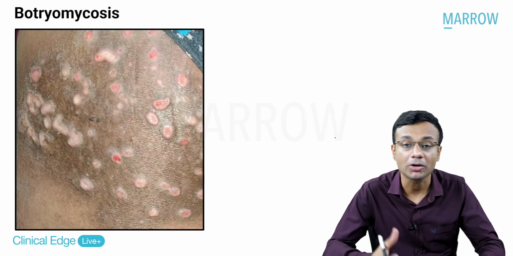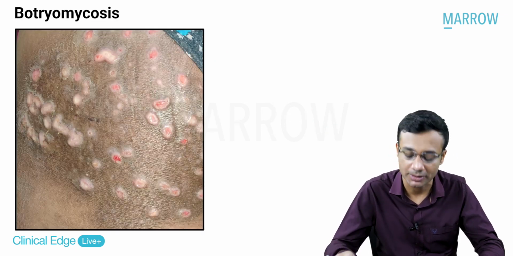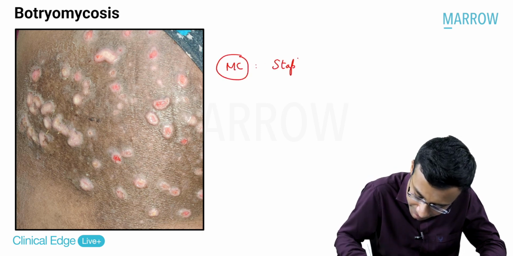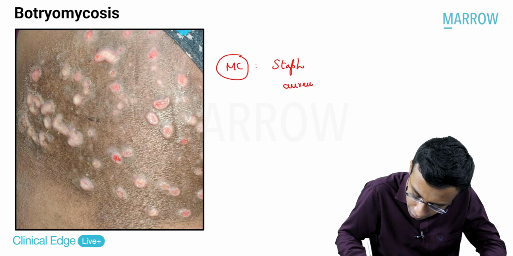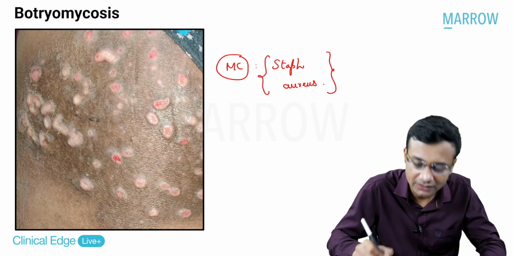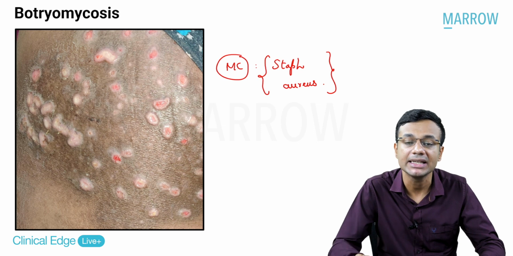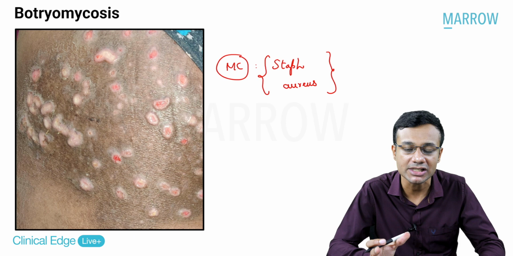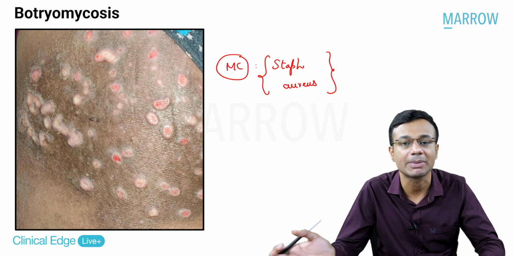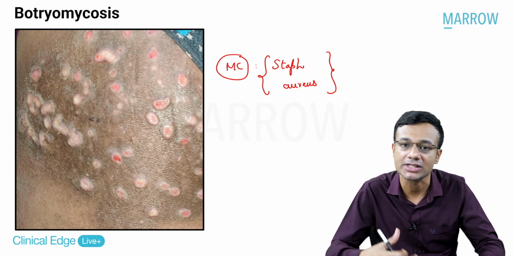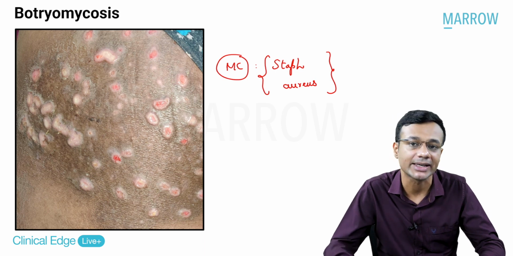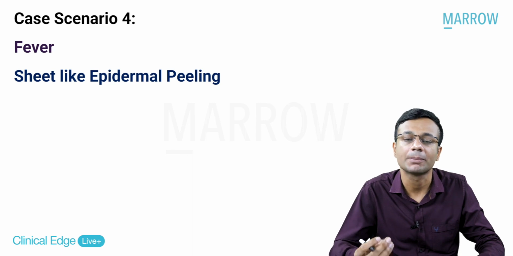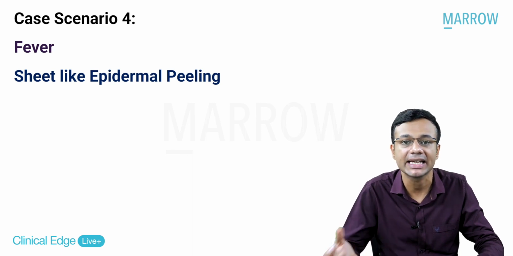Whereas if I'm talking about botryomycosis or bacterial pseudomycetoma, please remember the most common organism here is going to be Staphylococcus aureus. So in the culture, you are going to be looking for microbiological features of Staph aureus. So please remember, clinically, it is almost impossible to distinguish between mycetoma and botryomycosis. You have to use the microbiology department's help to distinguish the causative organism, and that will change your diagnosis. Case scenario number 4. Now, this case is talking about a patient presenting with fever and sheet-like epidermal peeling.